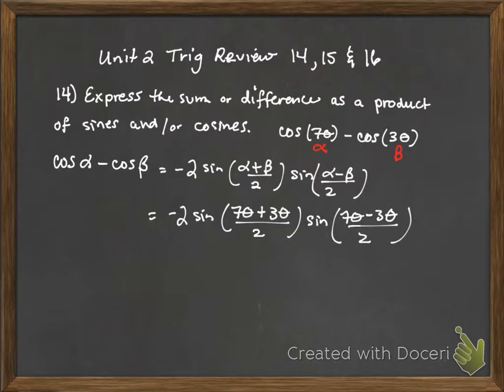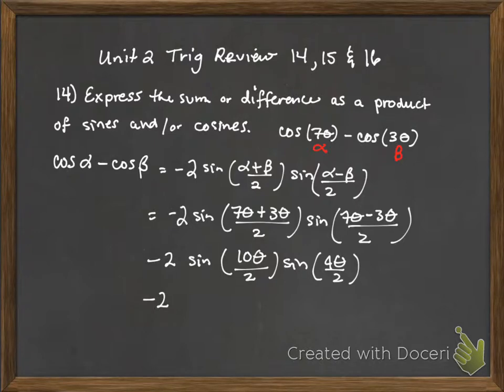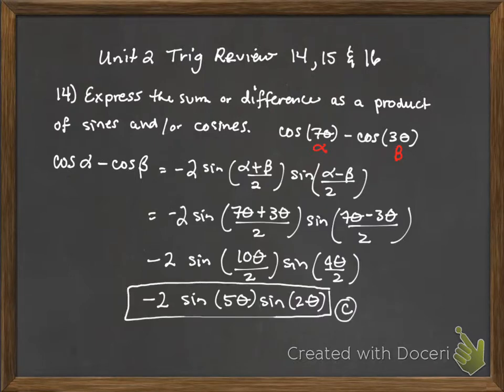So reducing this down, I get negative 2 sine 10 theta over 2 times sine of 4 theta over 2. If I reduce this down some more, I get negative 2 sine of 5 theta times sine of 2 theta. That answer corresponds to letter C on the answer key, and here it is. Okay, so that was number 14. Let's go ahead and take a look at 15.